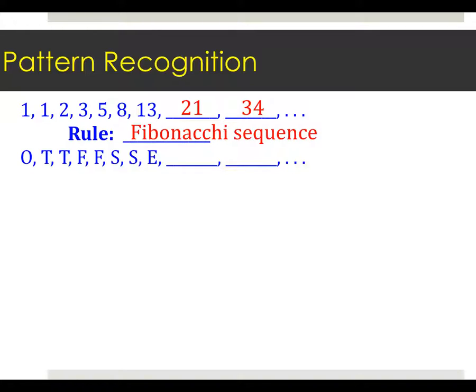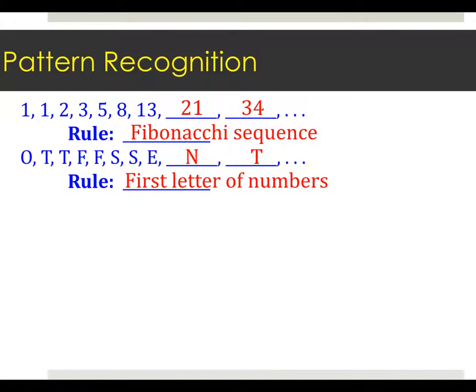Which letters are next in the sequence? Oh, number 2 stumps them already. Tom? N and T. Outstanding. Thanks. Why? Because 1, 2, 3, 4, 5, 6, 7, 8, 9, 10. It's the first letter of every number. Well done. Let's give it up for that one.